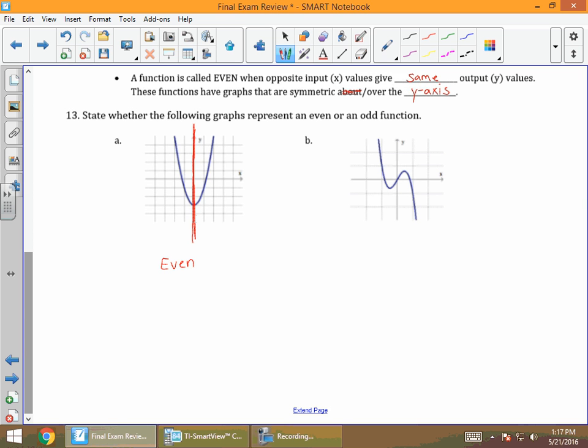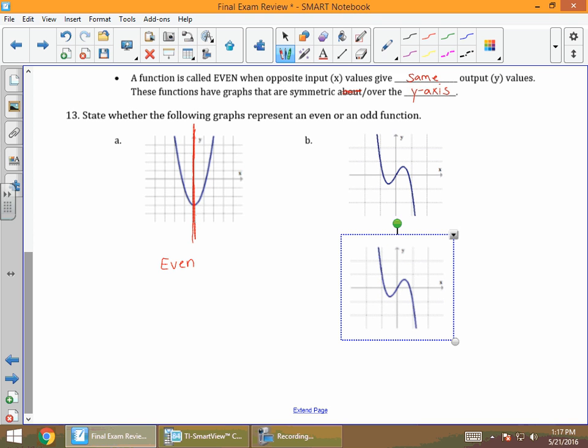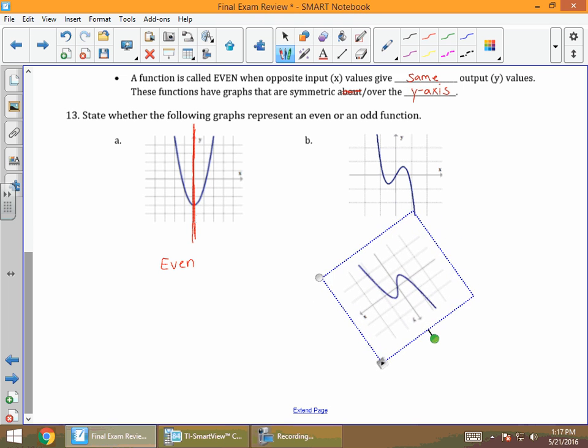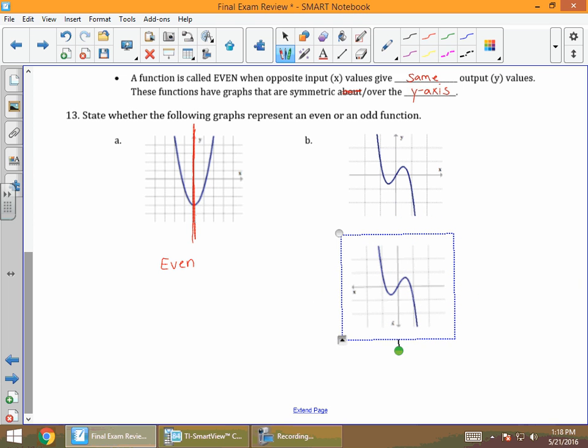As I look at B, I drew the y-axis in. It is not symmetric to the y-axis, so I know it's not even. So I need to try a 180 degree rotation to see what it looks like. So let's take this one and rotate it 180 degrees. And if you look at the two graphs, they are still the same shape. This is odd. It is an odd function.